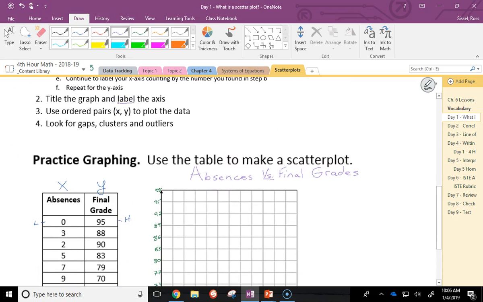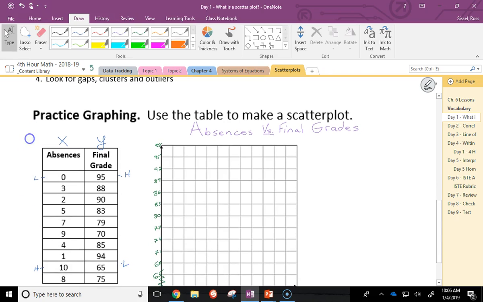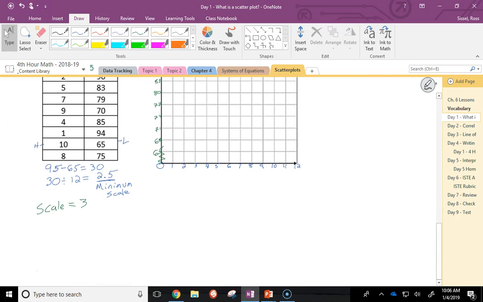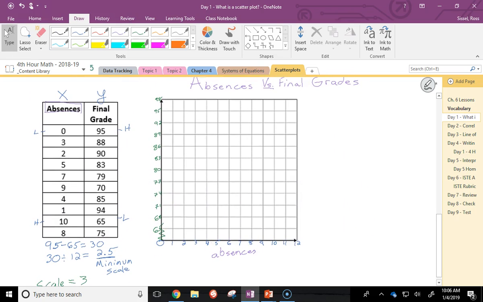label the axis. Well, holy cow, that's so easy because x-axis is what? So I just take that and write it here. What was our y-axis? Final grade. Okay, step 2's done. We've done step 1. We've done step 2. And you're only doing 3 steps today.